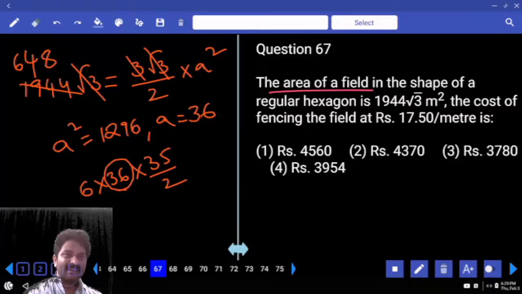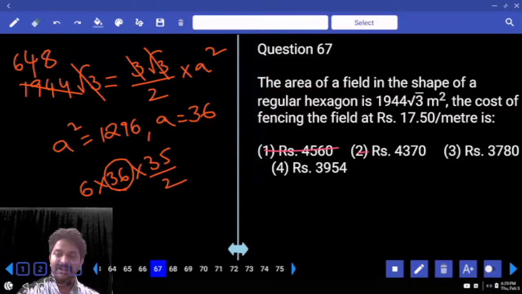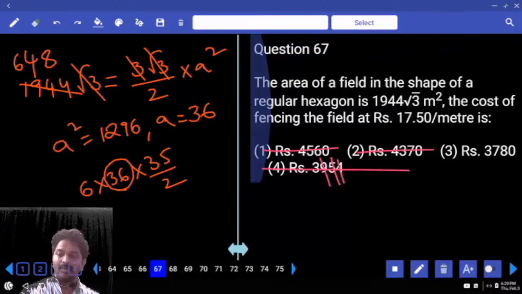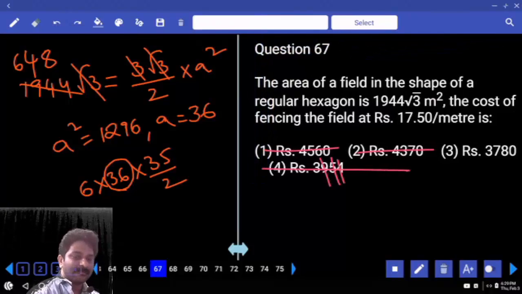36 is a multiple of 9. The answer must be a multiple of 9. First option no. Second option no. Third option yes. Fourth option no. Third option is the final answer. Okay, now.